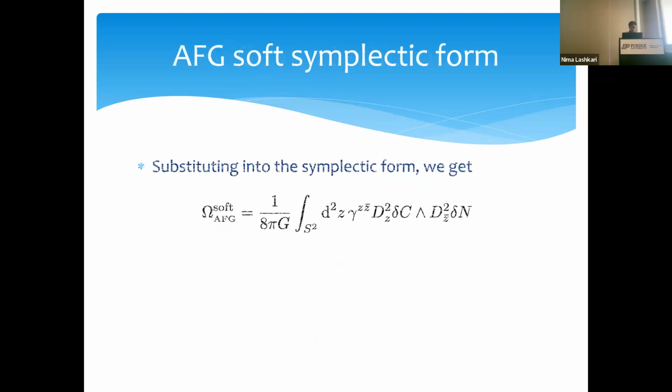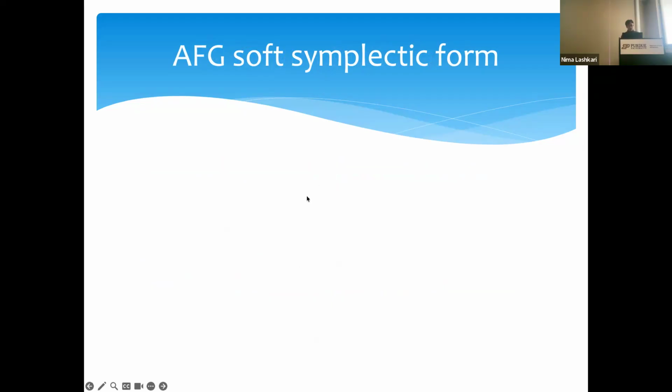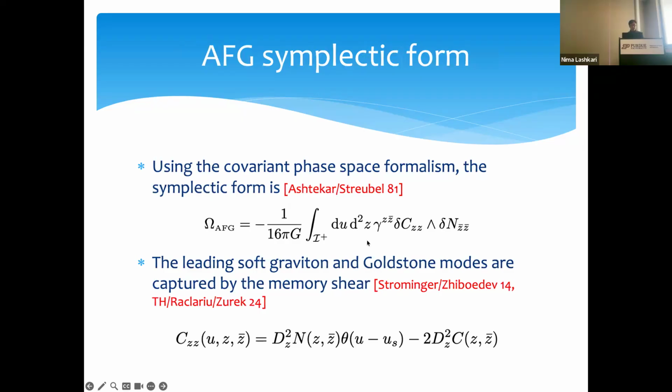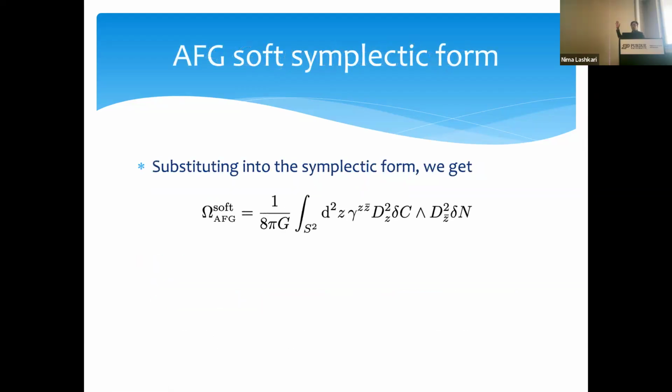Okay, so now you just stick that into the symplectic form and you just compute. And what you get is that C and N are the symplectic partners to each other. Notice that previously, the symplectic form was a codimension 1 integral, integrating over time. But because NZZ, a u derivative of this, is a delta function, I can integrate over this u delta function. So at the end of the day, once I look at the soft sector, I have a codimension 2 integral now. This is how we start seeing this equivalence between the finite causal diamonds and the soft sector of asymptotically flat gravity.